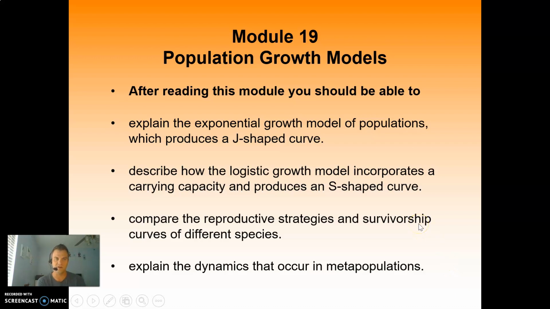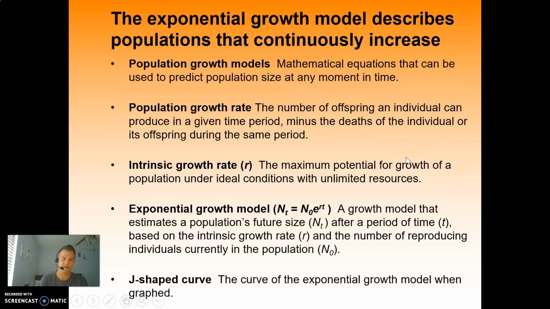After going through this one, we should be able to explain exponential growth models of populations, which produce something called a J-shaped curve. Describe how the logistic growth model incorporates a carrying capacity, or a maximum amount of population, and produces something called an S-shaped curve. Compare the reproductive strategies and survivorship curves of different species, and then explore and explain the dynamics that occur in something called metapopulations.